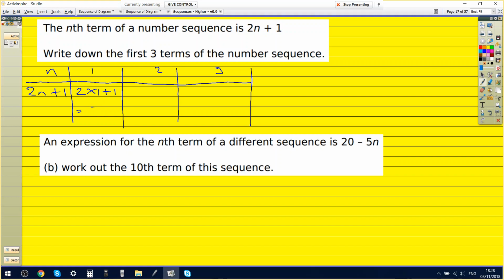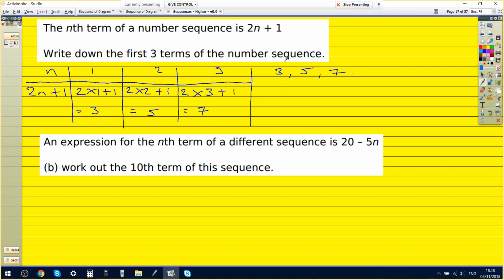3. Okay, how could you get the second term? 2 times 2 plus 1. Brilliant. What is that? 5. Yeah. And third term. 2 times 3 plus 1. That'd be 7. That's it. So the first three terms are 3, 5, and 7.